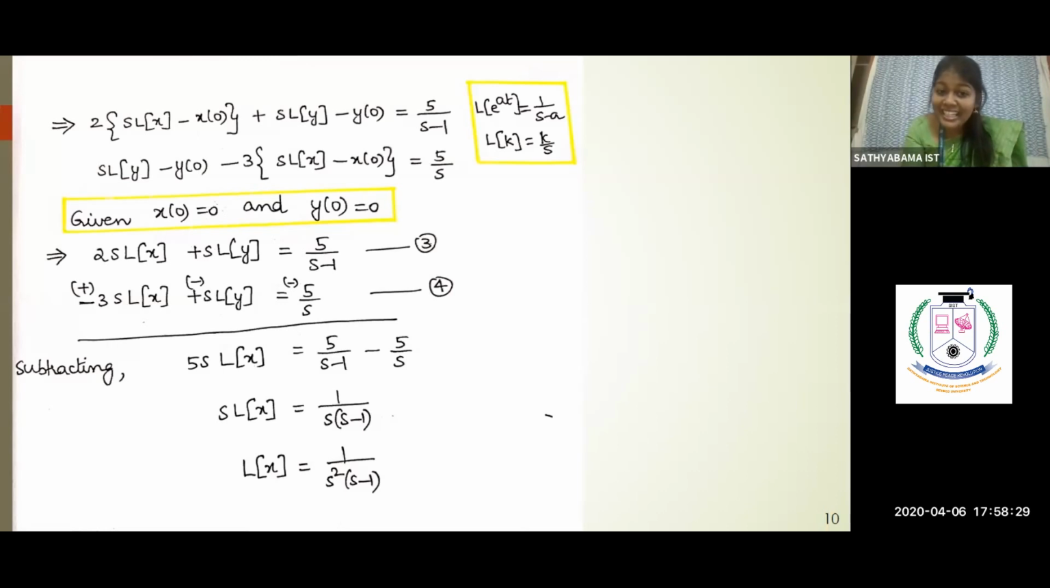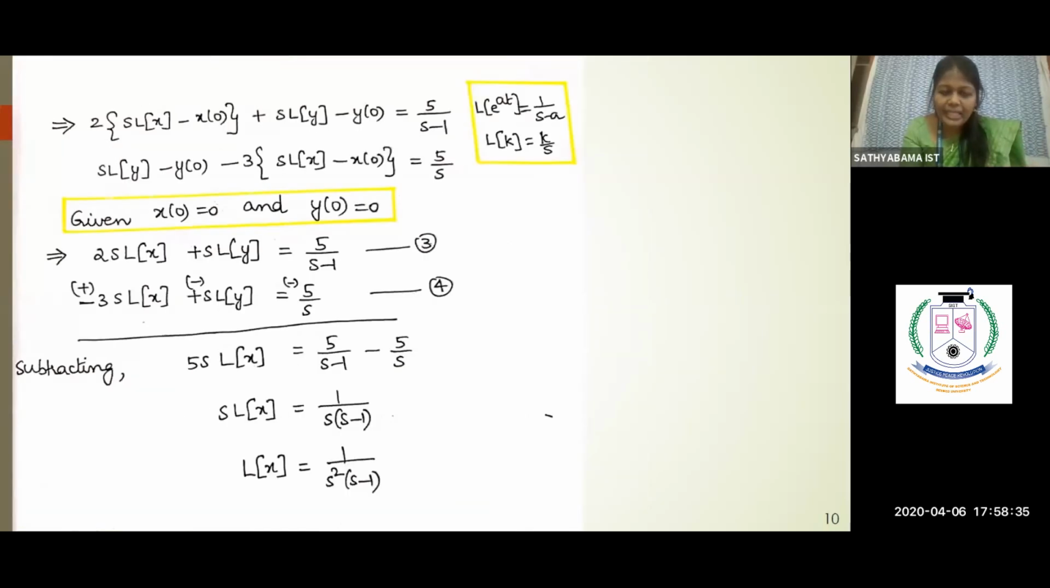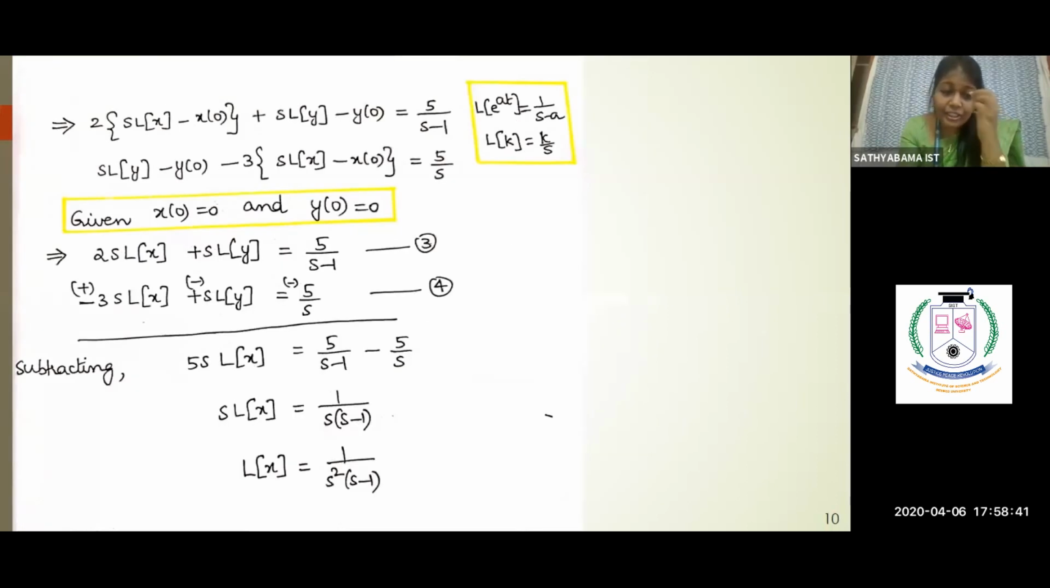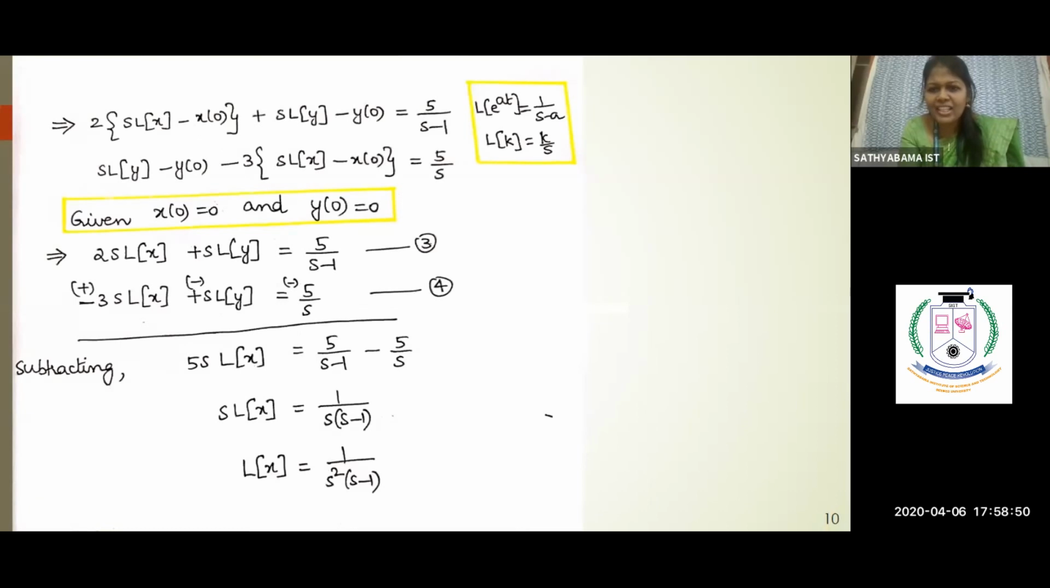Now, how did I get the second equation? For that, look at the last equation here. What is Laplace of y dash? It is s L of y minus y of 0 minus 3 into L of x dash. Yes, minus 3 into, what is L of x dash? s L of x minus x of 0. Okay, equal to, what's the right hand side? Laplace of 5. What is Laplace of any constant? That constant by s. So this is 5 by s. Have you understood? Now remember, step 3 is not over.